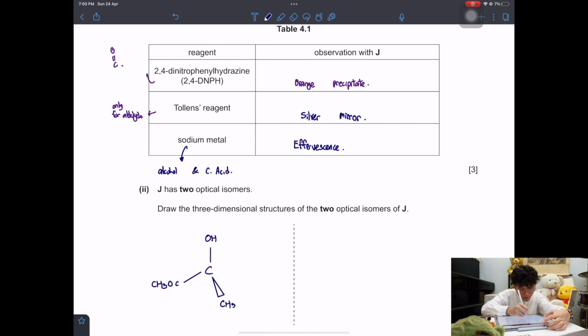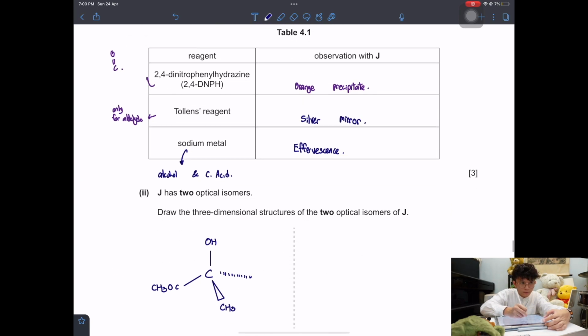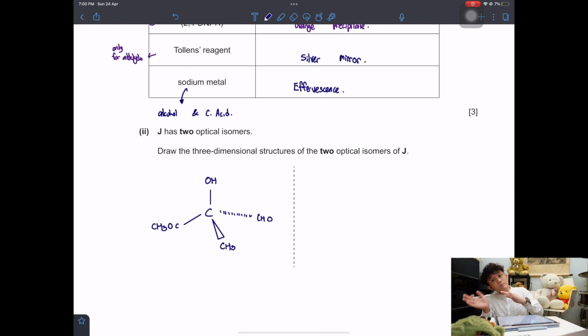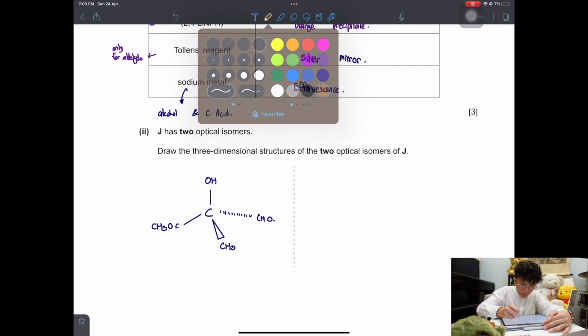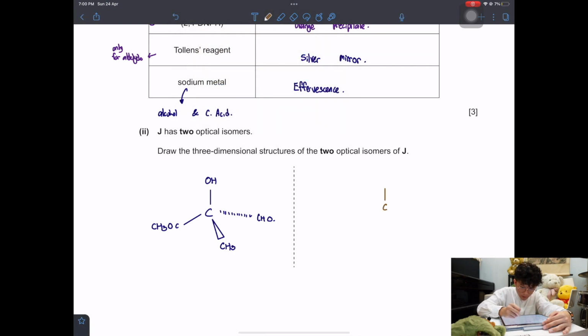And finally, we have a bond facing away from you, which is CHO. Okay, then please mirror it. When you mirror it, a C and OH will be HOC. Then after that, a CH3 is here, right? So ugly. A CH3.